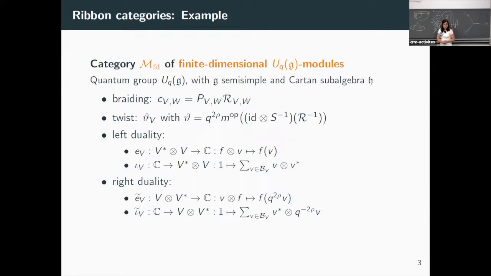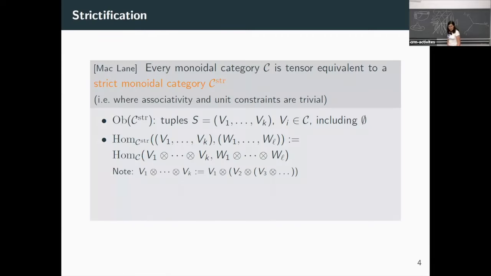And then we have right duality. One could say, okay, can we just do the same thing as before, but with reversing the orders of duals and simple objects? But this does not work. If we just send V tensor F to F acting on V, this would give us something that is not linear for the quantum group. So we really need this extra q to the power 2 rho element to make this UQG linear, and similarly for co-evaluation. This is something that is not visible in the classical case, but it's really important in the quantum case.